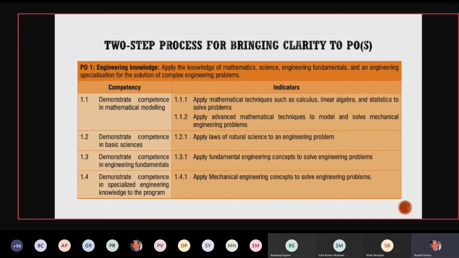There are certain steps to be followed. PO1, as we have discussed, is engineering knowledge. We should be able to apply mathematics, the sciences, engineering fundamentals, and engineering specializations. There are 4 parts in it. It is just listed as one program outcome, but if you check the competencies in it, there are 4 parts. The student should be able to demonstrate competence in mathematical modeling, then in basic sciences, and then in engineering fundamentals.